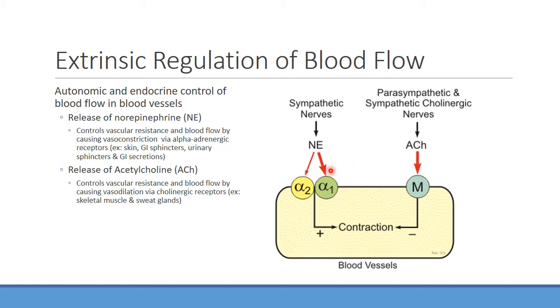They're going to be expressed here. Alpha 1 is going to be one of your primary ones. They kind of regulate this. So by increasing alpha 1 stimulation, that causes a contraction of that smooth muscle, the vasculature, and that increases your blood pressure. So it just depends on where you're looking at, what tissue you're looking at. It can express different receptors that will have different effects.